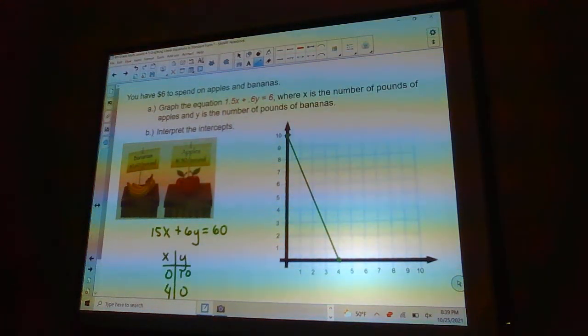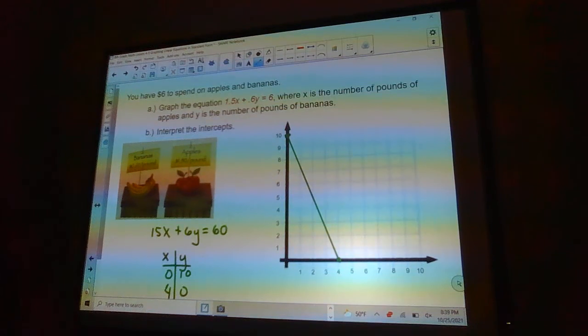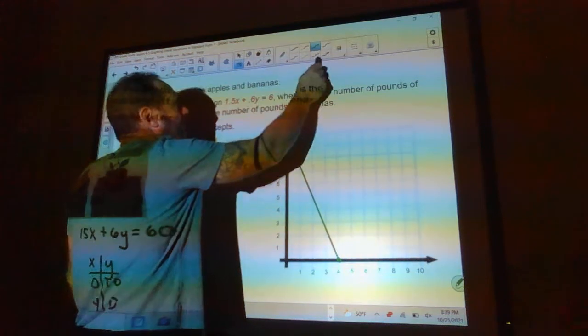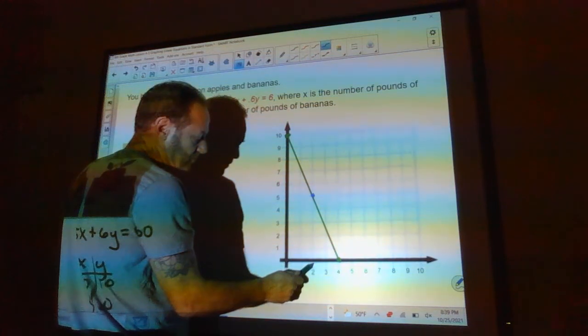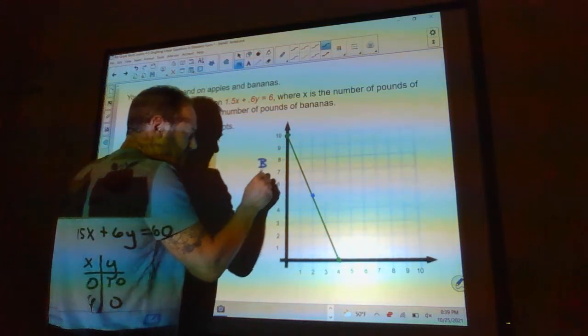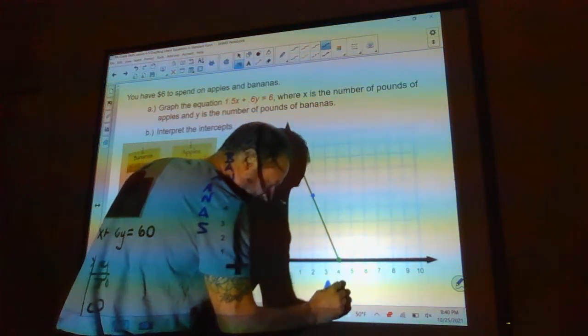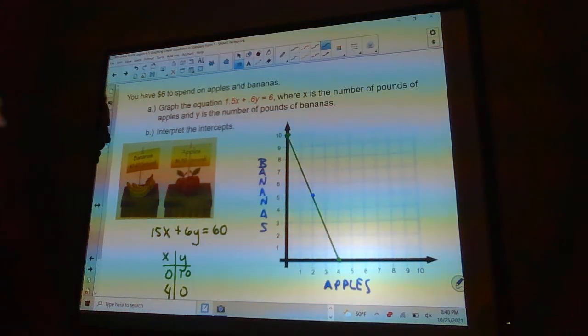Okay, so I can buy just 10 pounds of bananas, and I spent $6. I can buy just 4 pounds of apples, and I've spent $6. Or I can do some combination of both. Like, for example, that point right there, I can buy 2 pounds of apples and 5 pounds of bananas. And I should probably label this. This is bananas. And this is apples down here. Okay, so there we go.